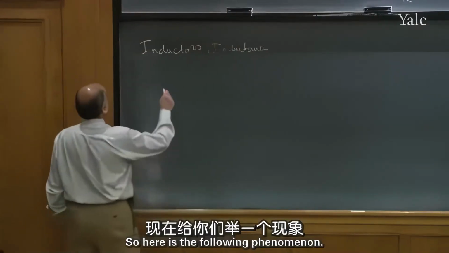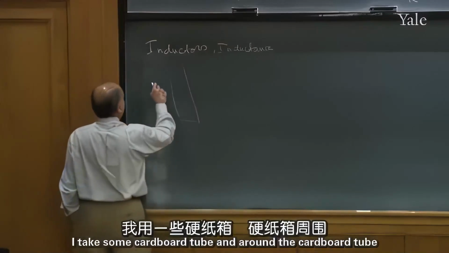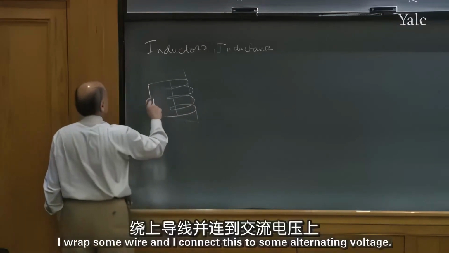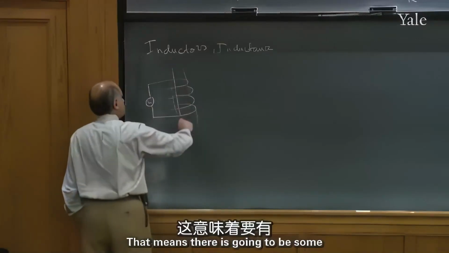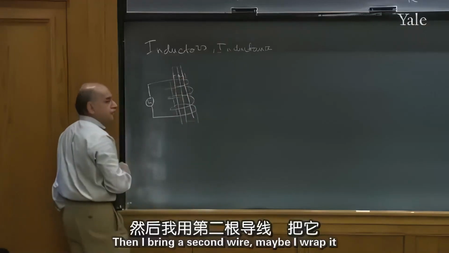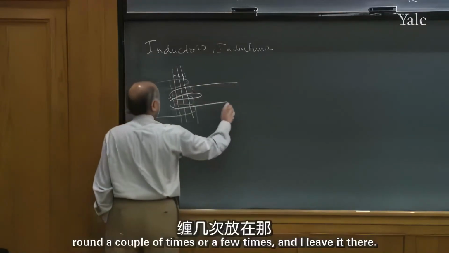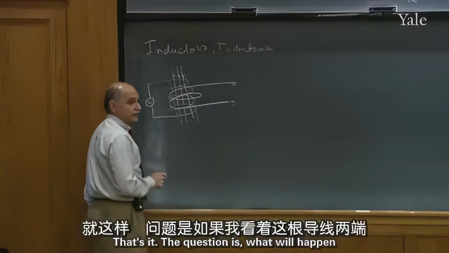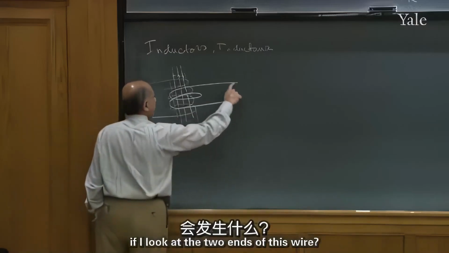So here is the following phenomenon. I take some cardboard tube, and around the cardboard tube I wrap some wire and I connect this to some alternating voltage. That means there's going to be some magnetic flux going through that coil. Then I bring a second wire, maybe I wrap it around a couple of times or a few times, and I leave it here. That's it. The question is, what will happen if I look at the two ends of this wire?